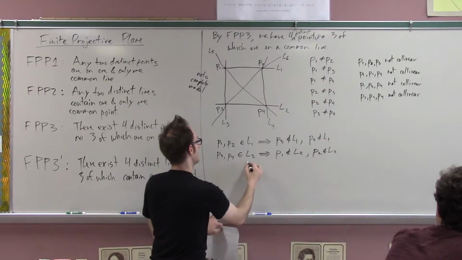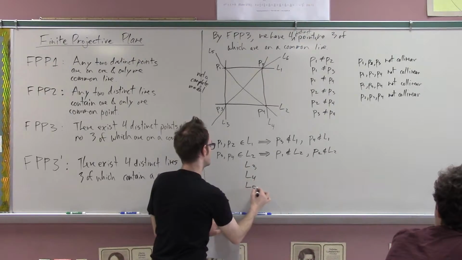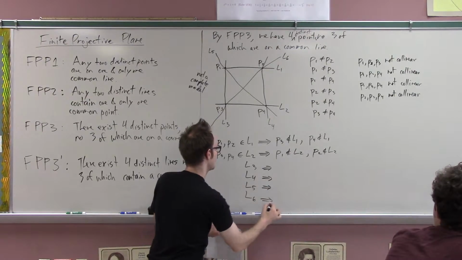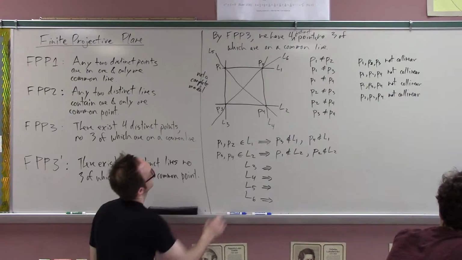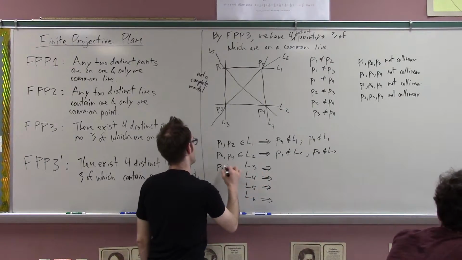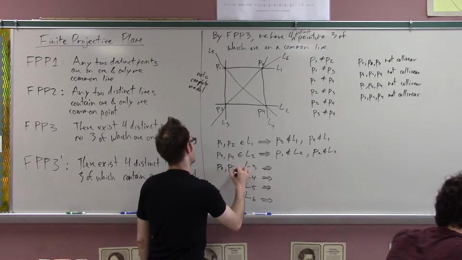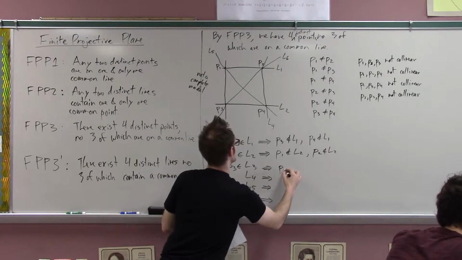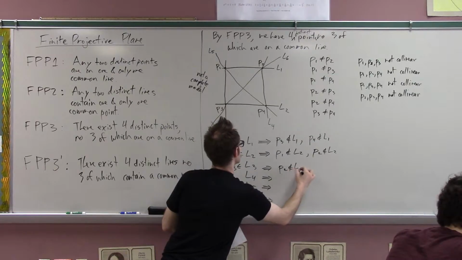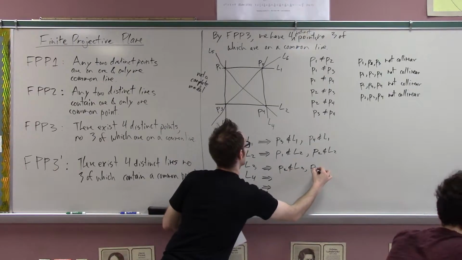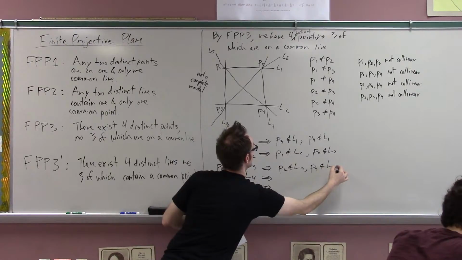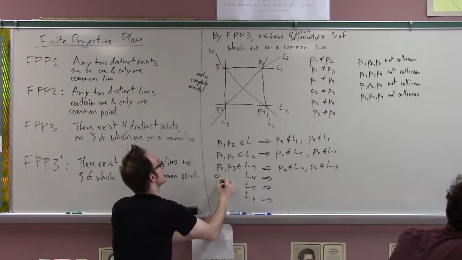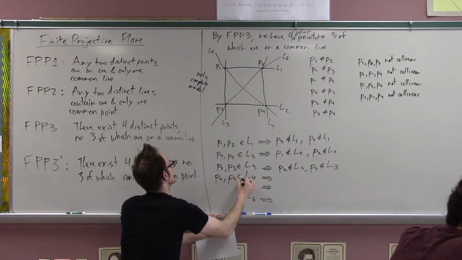So let's take the next line, L3. I'm going to basically do this 4 more times, going through each of the lines as we've introduced them. What is L3? By definition, it's P1 and P3. And if P1 and P3 are on L3, then P2 isn't, and P4 isn't. Since line L4 is P2, everyone just finish this at your own pace.